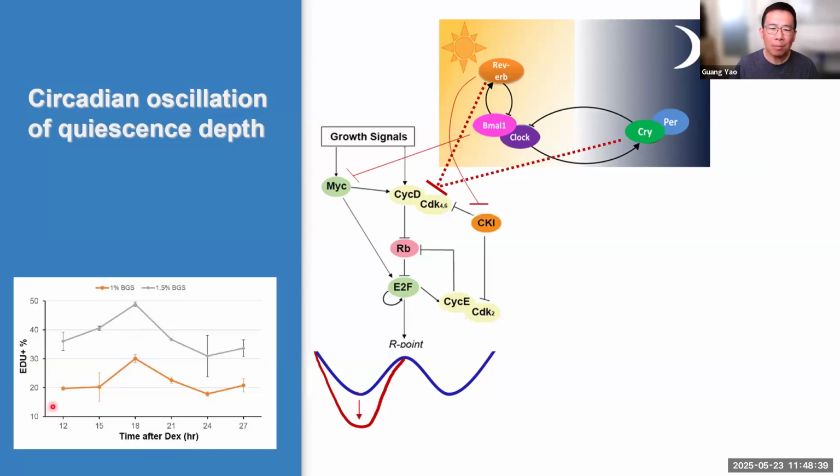Now we just measure naturally, without perturbation. Can you see an oscillation of EdU positive, meaning the depth? Indeed, when cells start, they are relatively deeper in EdU, but then 18 hours after release from the dexamethasone, they become shallower into quiescence. Then deeper again. You do see the oscillation behavior of quiescent depth in our in vitro system when you synchronize cells.